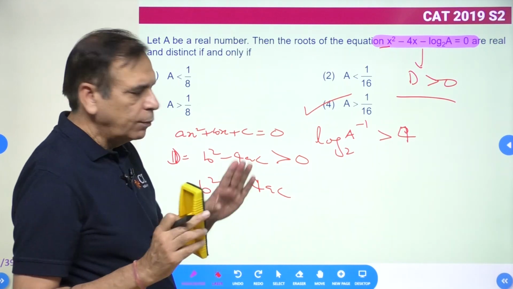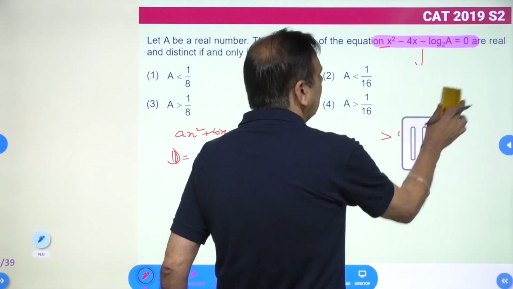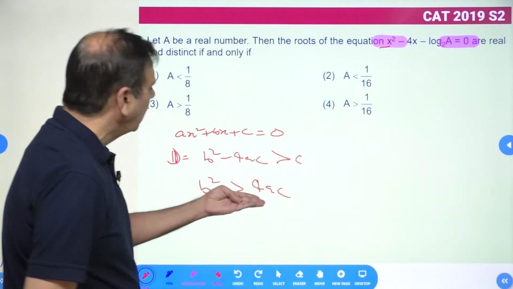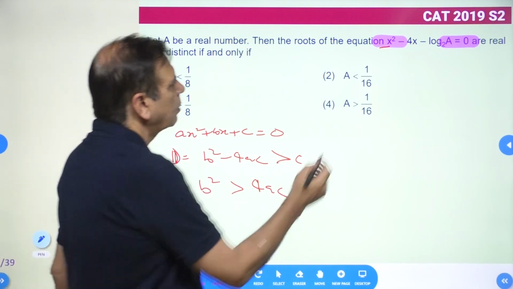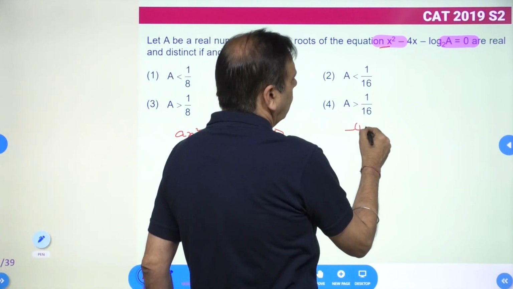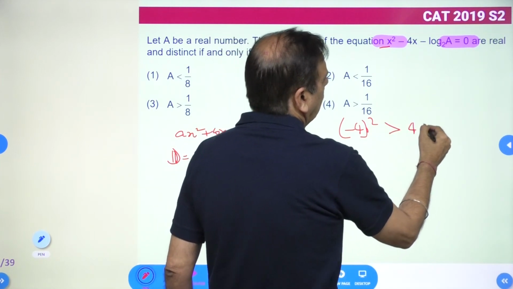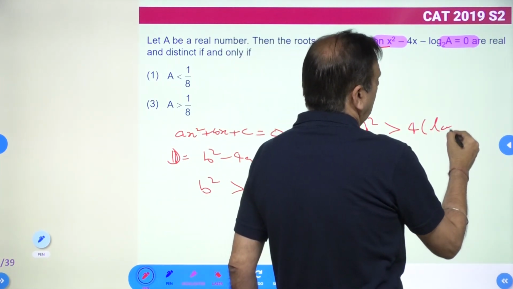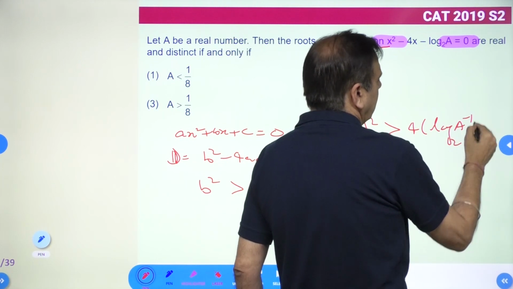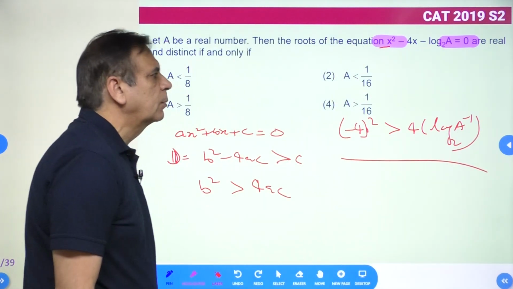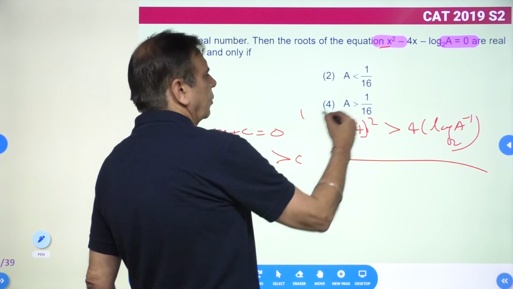So इसमें जो है, if you are clear about your logic, you could have done it a little faster and not written this whole tamasha. You could have straight away said this means minus 4 square should be greater than 4 into log of a to power minus 1 base 2. You should have straight away come to this particular step to get the answer.